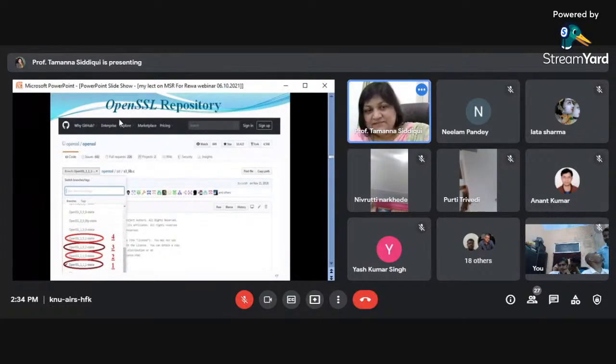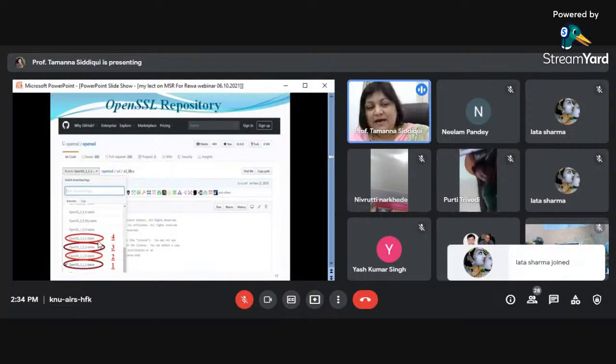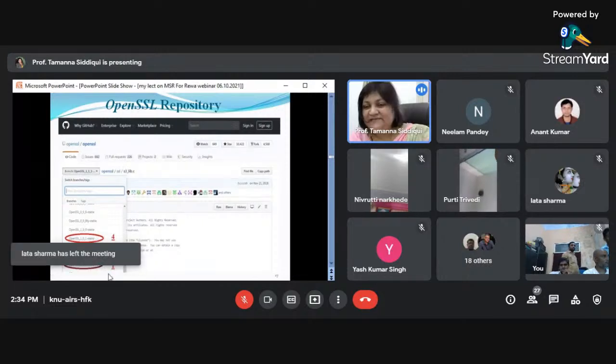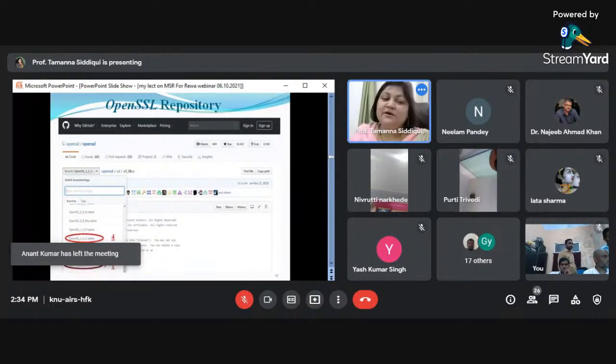Now look here. This is the OpenSSL repository. I have taken 4 versions, 1, 2, 3, 4. These are the code bases. Now I will mine these 4 versions and find out how many lines of code and how many comments exist in these versions. Based on those values, I will show you which version is more readable and which version is less readable.